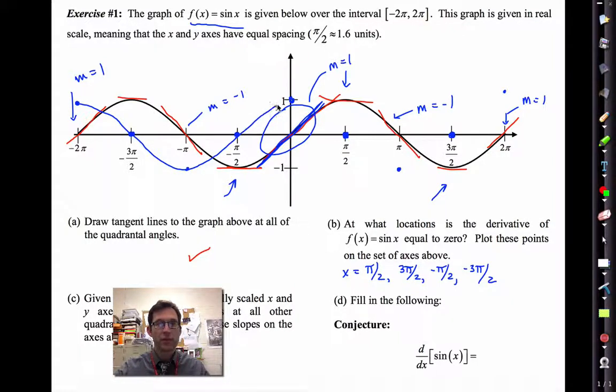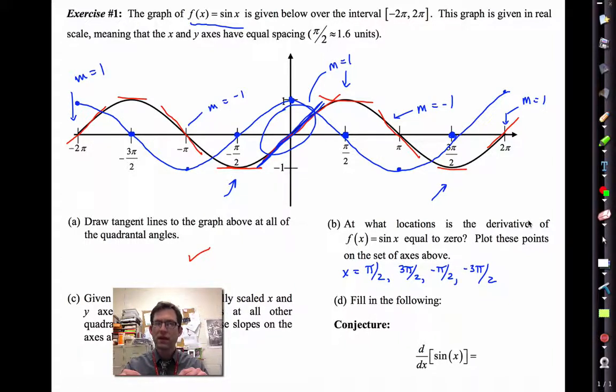No reason to think it'll be anything but a smooth curve, given how smooth sine is. Whoops, missed it a little bit. But there's the derivative of sine x. And I'm hoping it looks familiar.